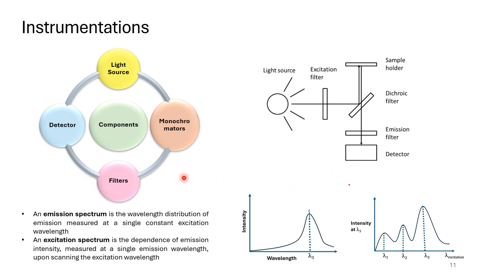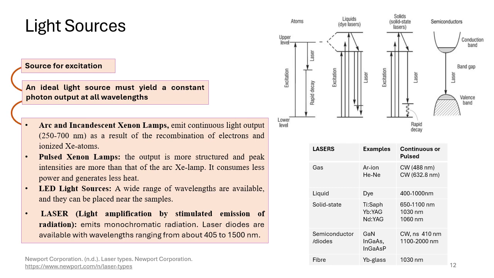Here I'll talk about the different components of this instrumentation, which are the light sources, monochromators, filters, and detectors. Light sources are a very important component, and for different instrument setups we use different types of light sources, as different light sources have their own advantages and limitations. So we can't use one light source for different instrumentation setups.